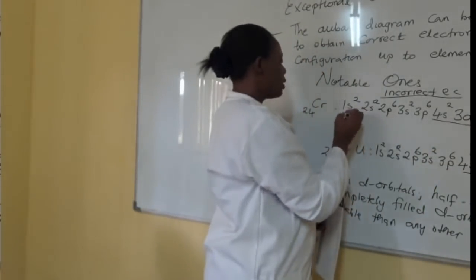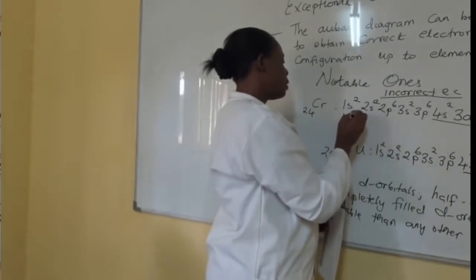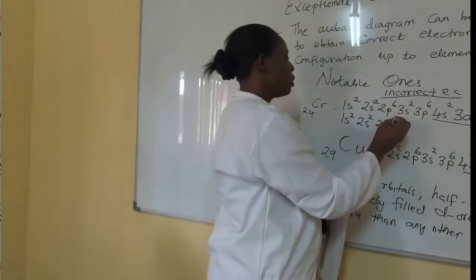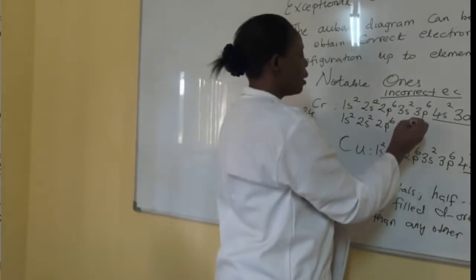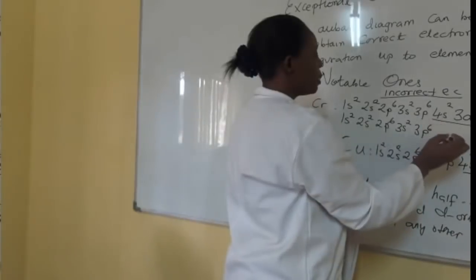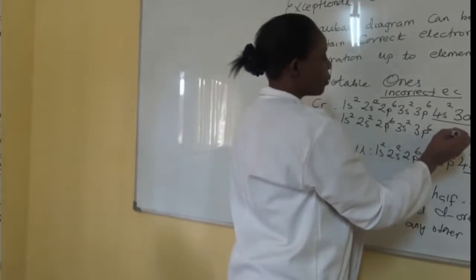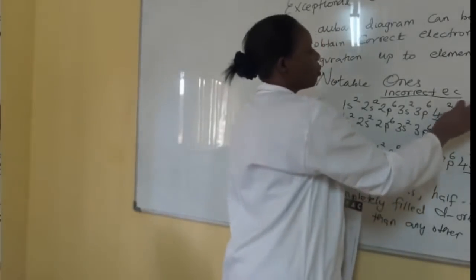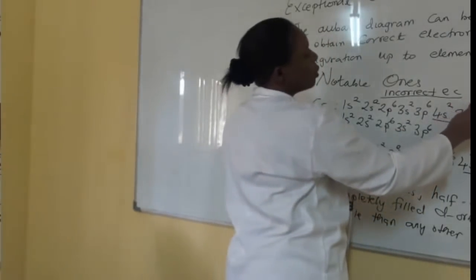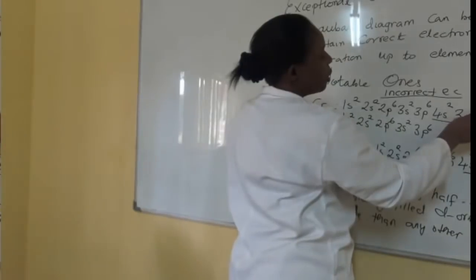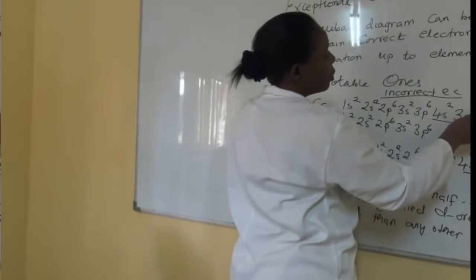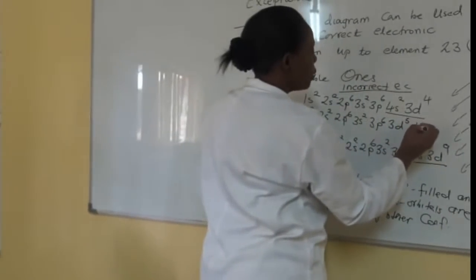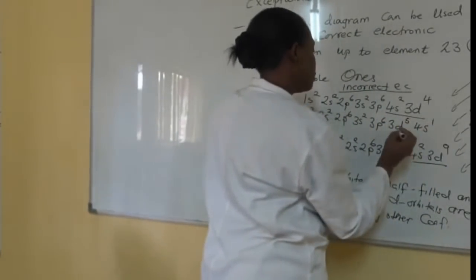So this configuration will hence appear as 1s2, 2s2, 2p6, 3s2, 3p6. Okay, so one electron from the s orbital will go and fill the d orbital, so it will be 3d5 and 4s1. Okay?